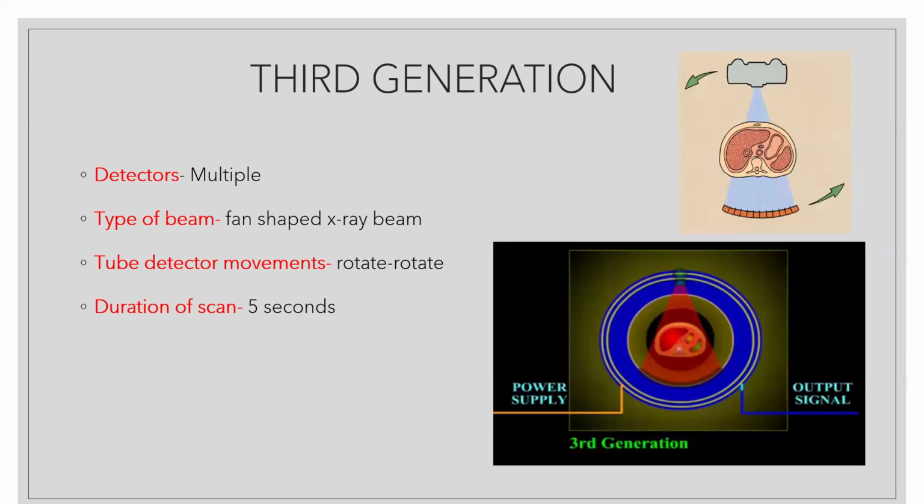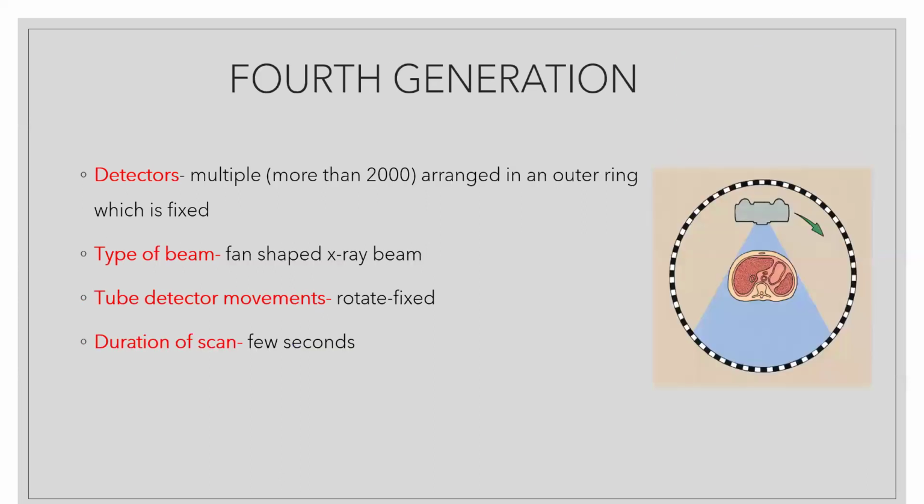And coming to the third generation. The third generation is known as the rotate-rotate type, where both tube and detector rotate. Here the detectors are multiple and the duration of a scan is 5 seconds. And these third generation scanners are equipped in modern scanners.